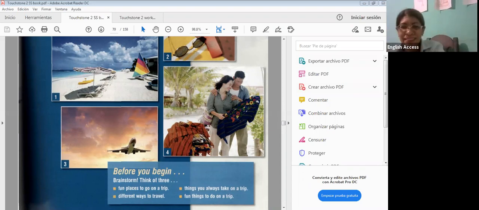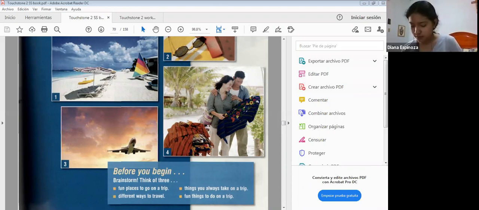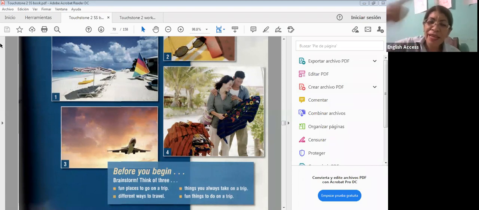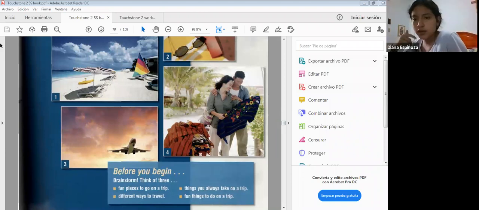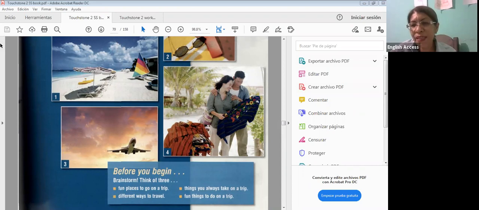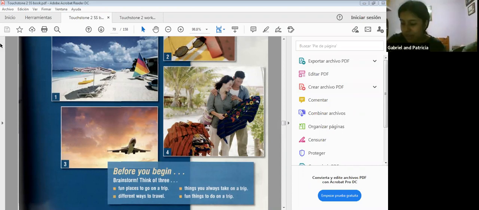We have a plane. Okay. Train. Car, bus. Do you mean bus? Can you repeat again, please, Diana? Train, bus, car. Okay, thank you. Patty? Airplane, bus, and car. Correct. Gabby?